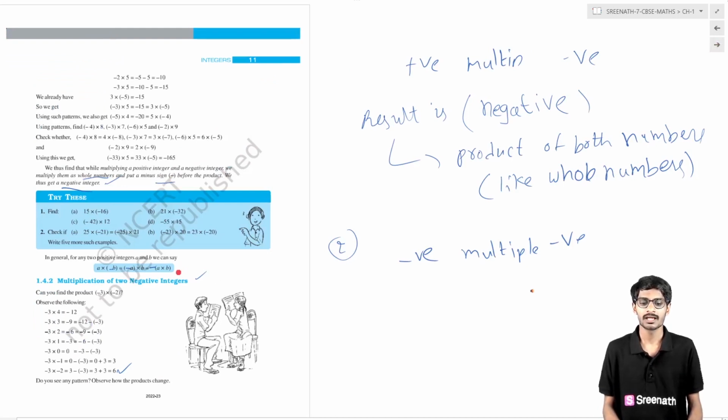And when you multiply two negative integers, what happens? When you multiply two negative integers, the result is a positive integer, and you multiply both of them like whole numbers.